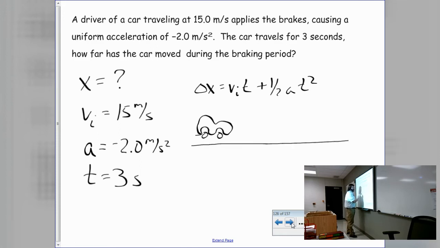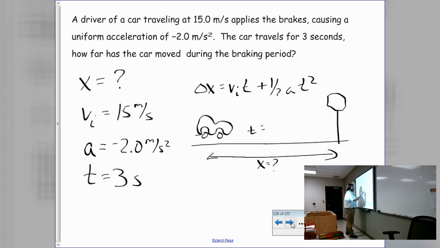Okay, I did a better car in the first problem. Got ourselves a stop sign. Okay, they're applying their brakes. I'm assuming they're coming to a stop, but maybe they're not going to. We're going to see how long it takes them to move. So again, they're moving. We want to know the displacement.